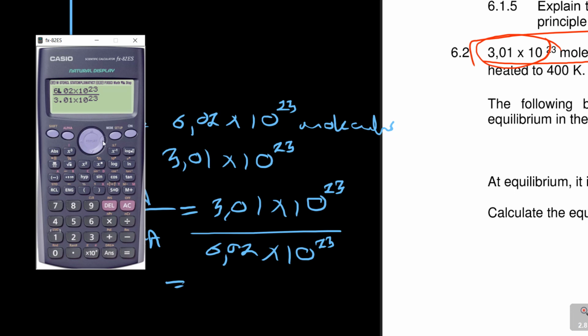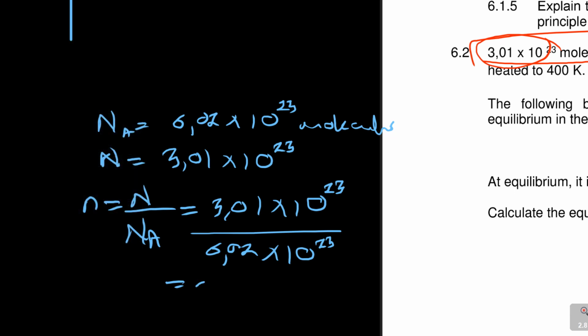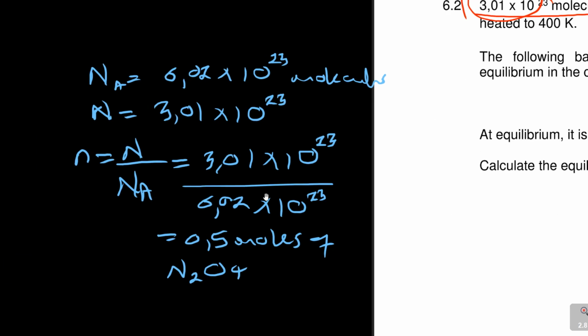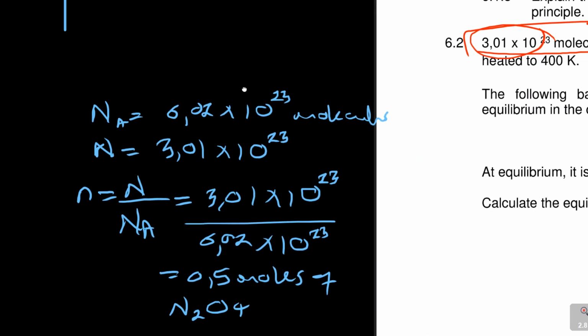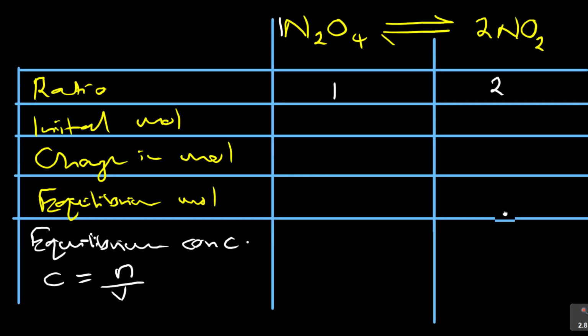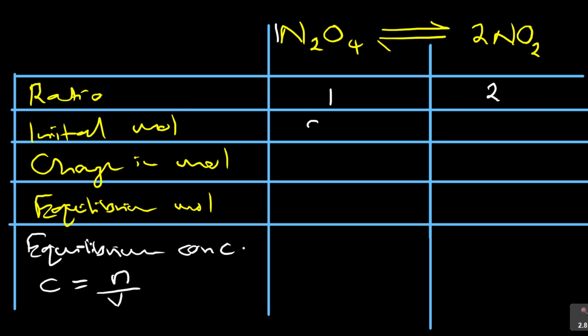Okay, why am I doing it like this? I was supposed to do it the other way around. Sorry about that, it is 3.01 on top, and at the bottom it's 6.02. Am I right? This is 0.5 moles of what? Of N2O4, because that's what they studied. So now, initially, we've got 0.5 moles. So I'll come here. Initially, I have 0.5. Remember here I've got 0 at the beginning.